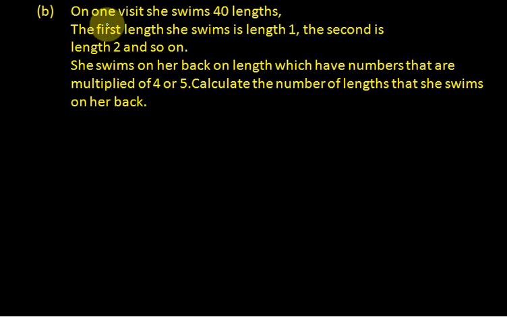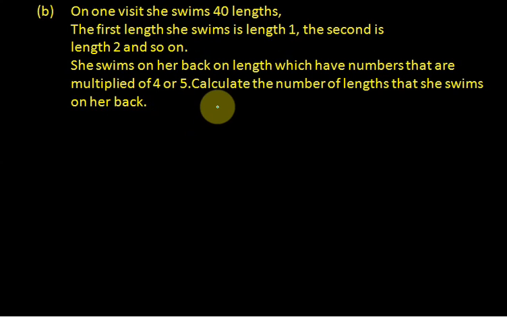Part B. On one visit she swims 40 lengths. The first length she swims is length 1, the second is length 2, and so on. And the third time she swims length 3, and then length 4, length 5, and the next is she swims on her back on lengths which have numbers that are multiples of 4 or 5. Calculate the number of lengths that she swims on her back.